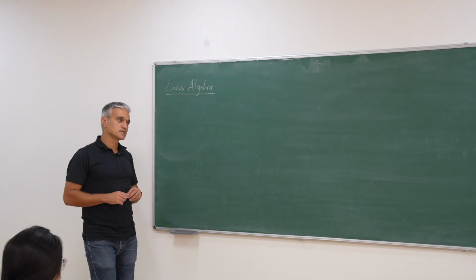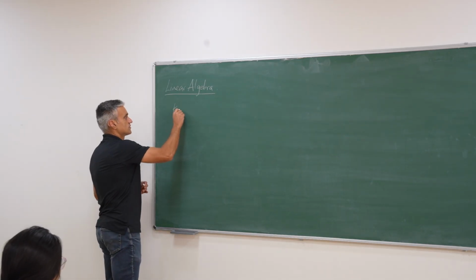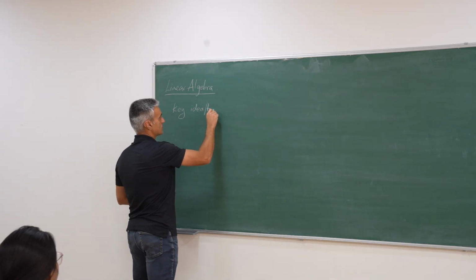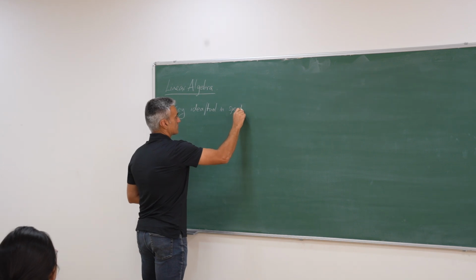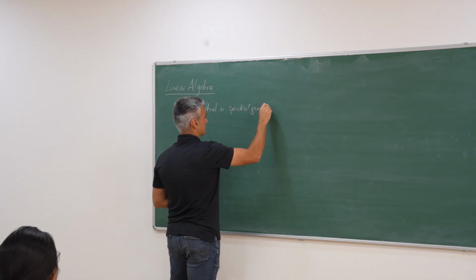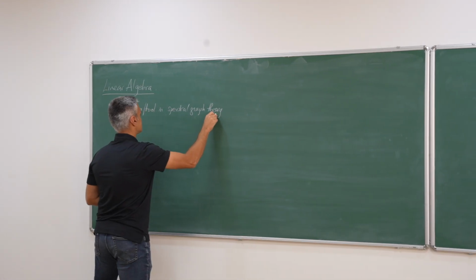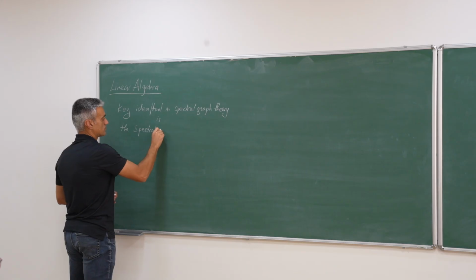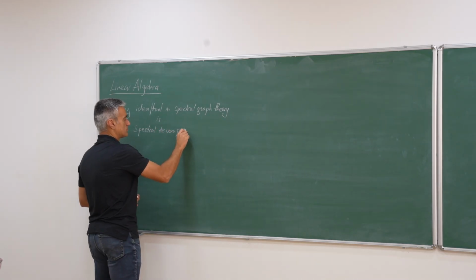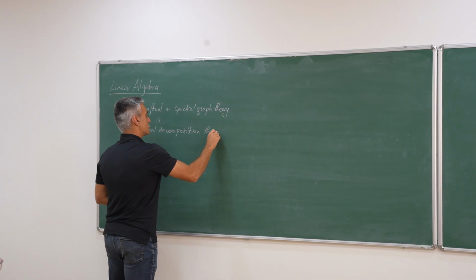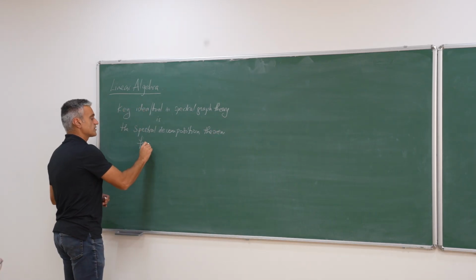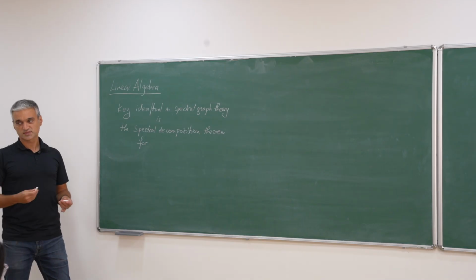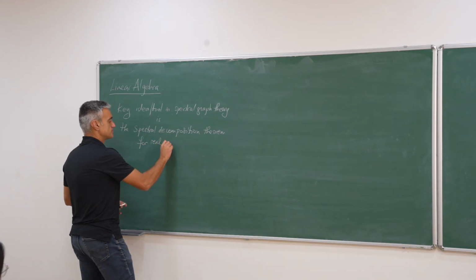And the key idea, or tool, in spectral graph theory is the spectral decomposition theorem. And because I will talk about undirected graphs, the matrices that we'll talk about this week will be real and symmetric. So this is what we'll talk about.